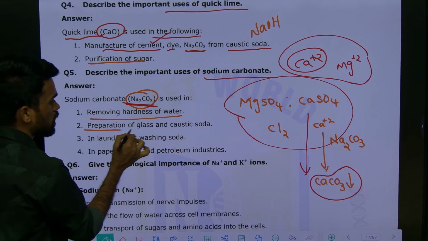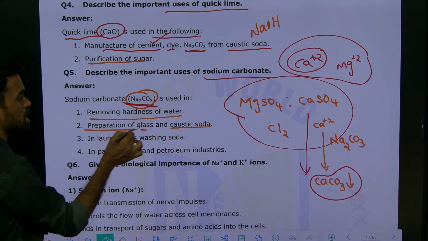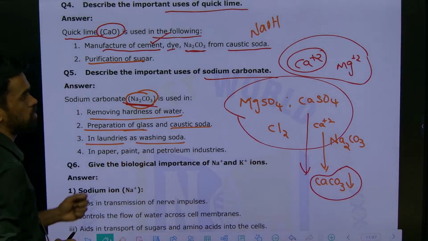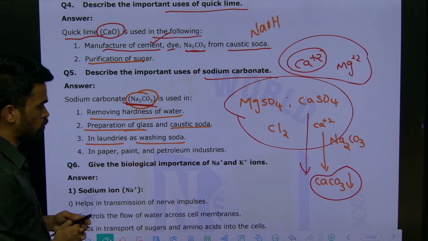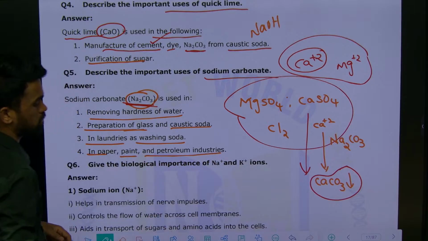Okay, preparation of glass and caustic soda, where will it be used? It will be used in preparation of glass and caustic soda. In laundries as washing soda. So it is used as washing soda in laundries. In paper, paint and petroleum industries also it has good applications.